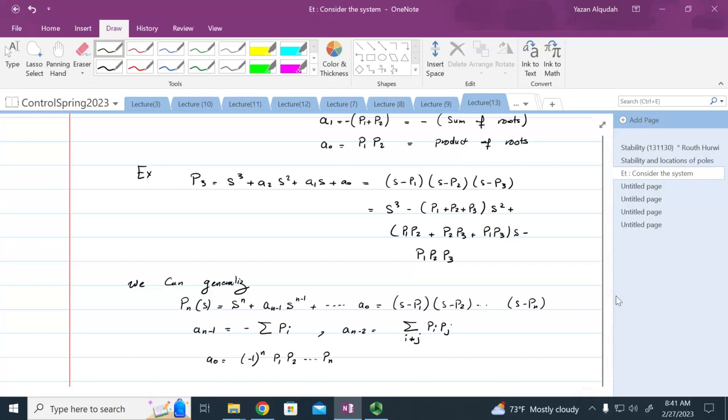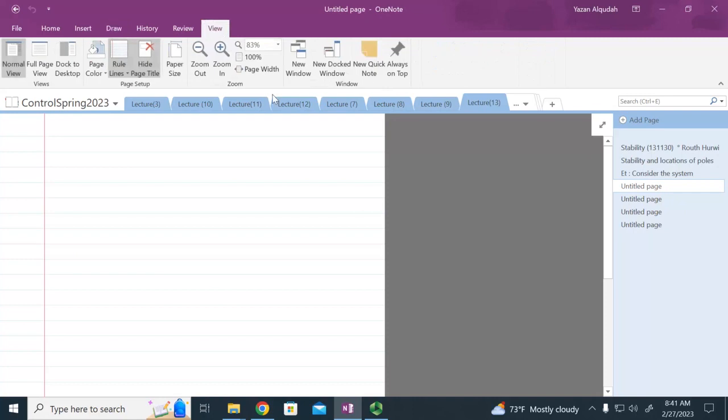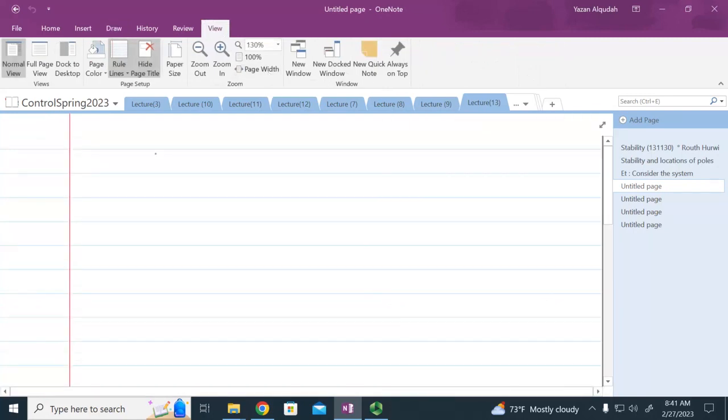Remember, we have it as s minus P1. So if it is in the left half plane, P1 is negative. Together? So it's going to be s plus 5. The 5 is going to be in the left half plane. Okay. So therefore, based on this, we can see that if all the roots have negative real part, then all the coefficients are going to be greater than 0.